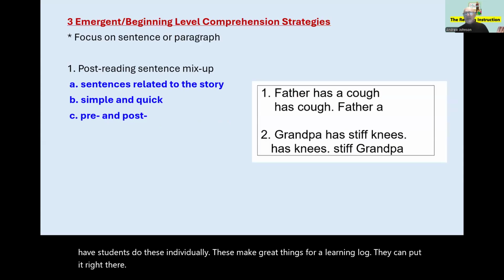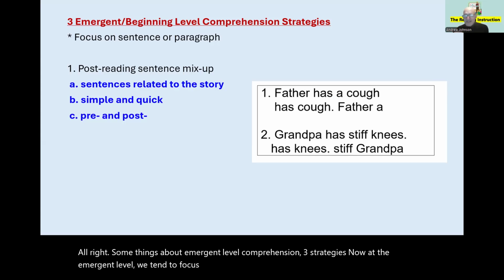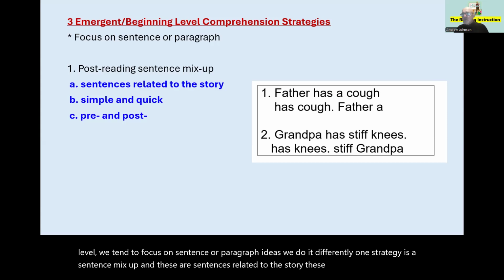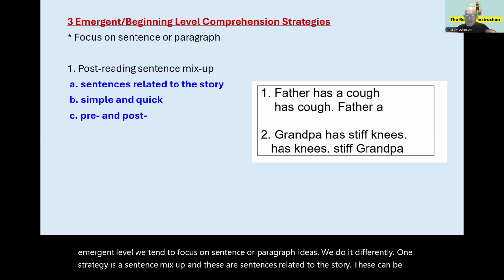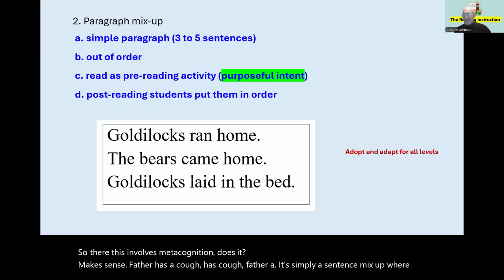All right, some things about emergent level comprehension. Three strategies. Now, at the emergent level, we tend to focus on sentence or paragraph ideas. One strategy is a sentence mix-up, and these are sentences related to the story. These can be pre or post reading activities. So this involves metacognition. Does it make sense? Father has a cough, has cough, father a. It's simply a sentence mix-up where they are comprehending at the sentence level.